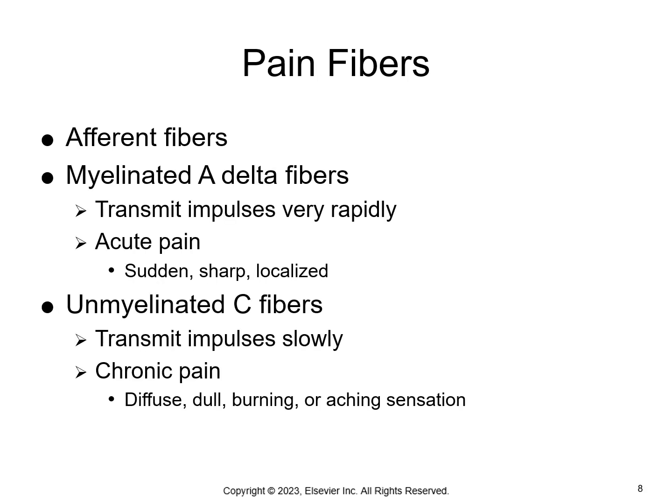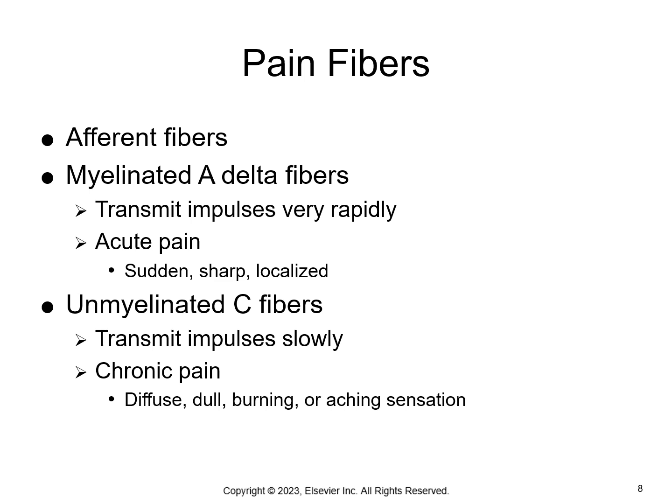Afferent sensory fibers conduct pain impulses from the body area to the central nervous system. Myelinated A delta fibers can transmit impulses rapidly. Acute pain, that sudden, sharp, localized pain related to thermal and physical stimuli, primarily from the skin and the mucous membranes, is transmitted by those A delta fibers.